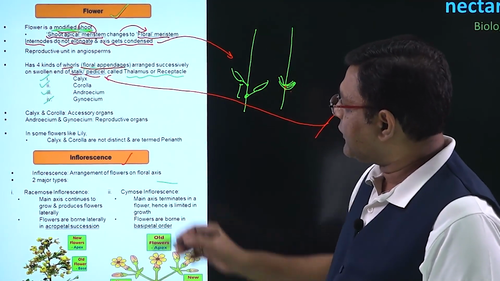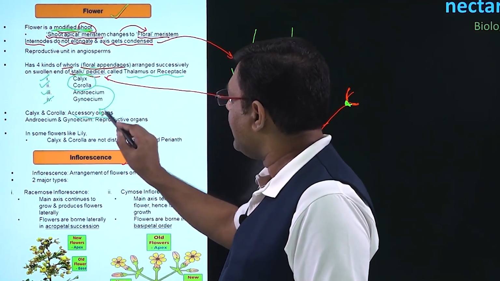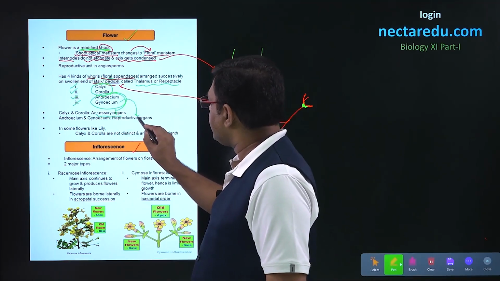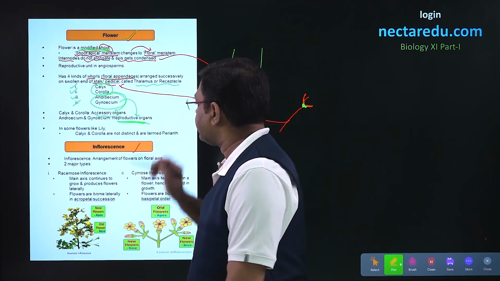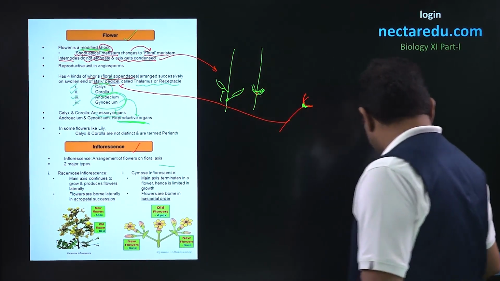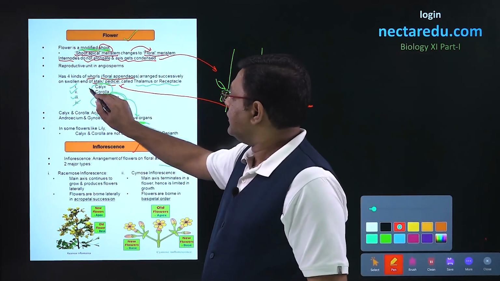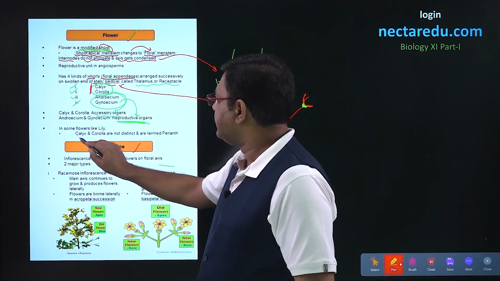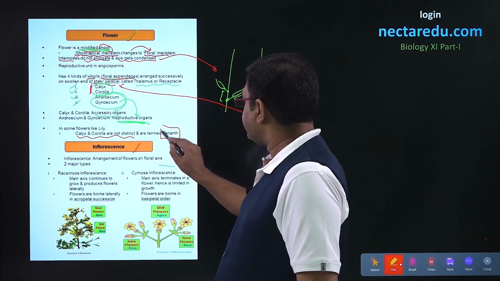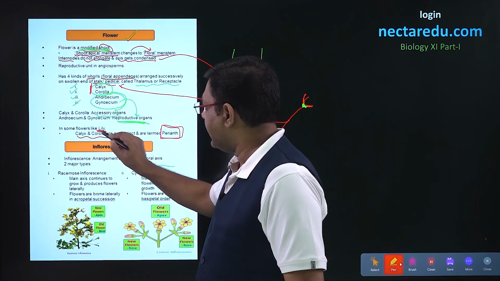Out of these 4 whorls, calyx and corolla are called accessory organs, whereas androecium and gynoecium are called the reproductive organs. Now, there can be some cases in which calyx and corolla are not distinct. So, these are mixed, and if they are not distinct, it is called perianth, and it is present in flowers like that of lily.